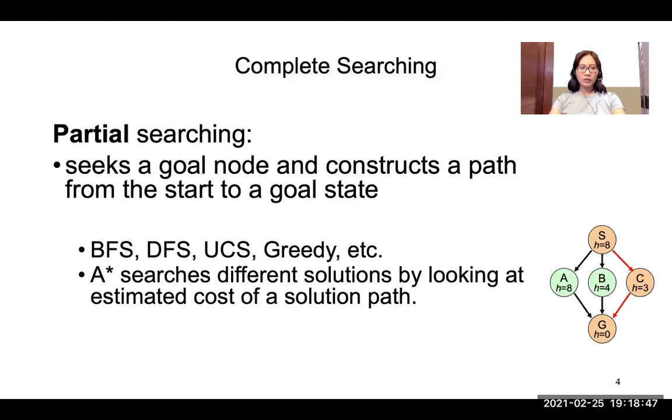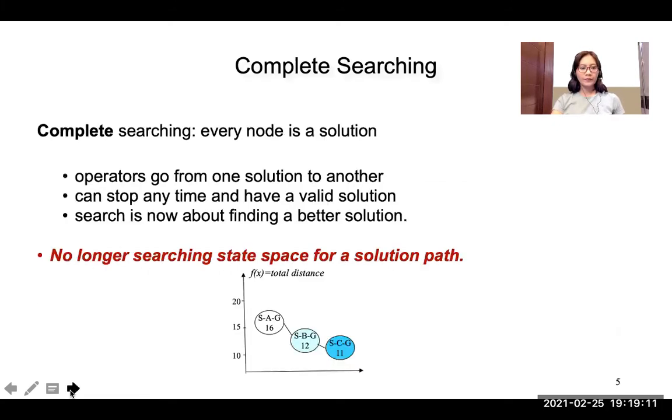Last week, we already discussed partial searching, where we seek a goal node and construct a path from the start to a goal state. So we only consider some part of the nodes to construct the best path, the best solution. It includes BFS, DFS, UCS, greedy best-first search, and A-star.